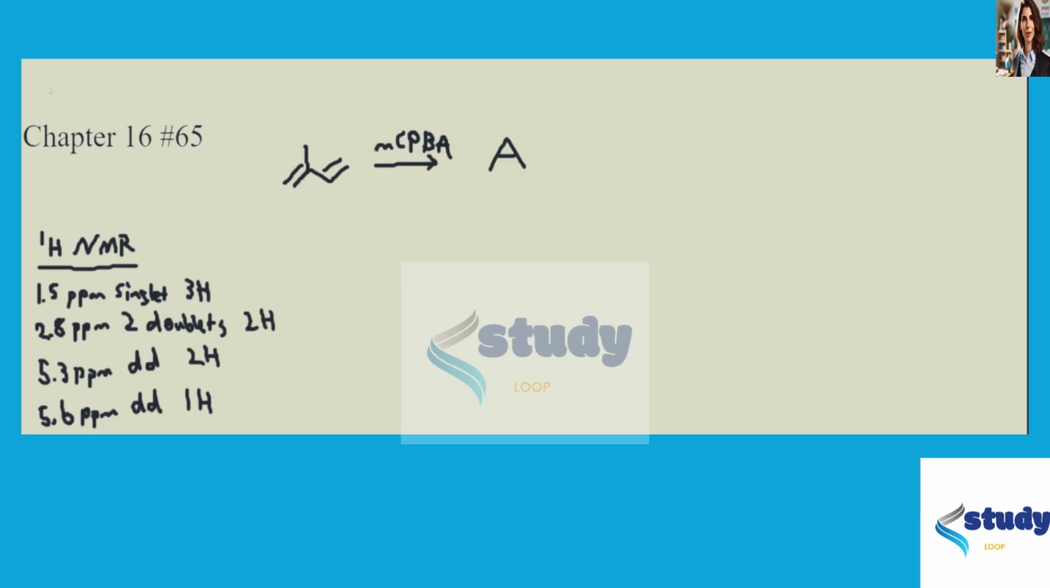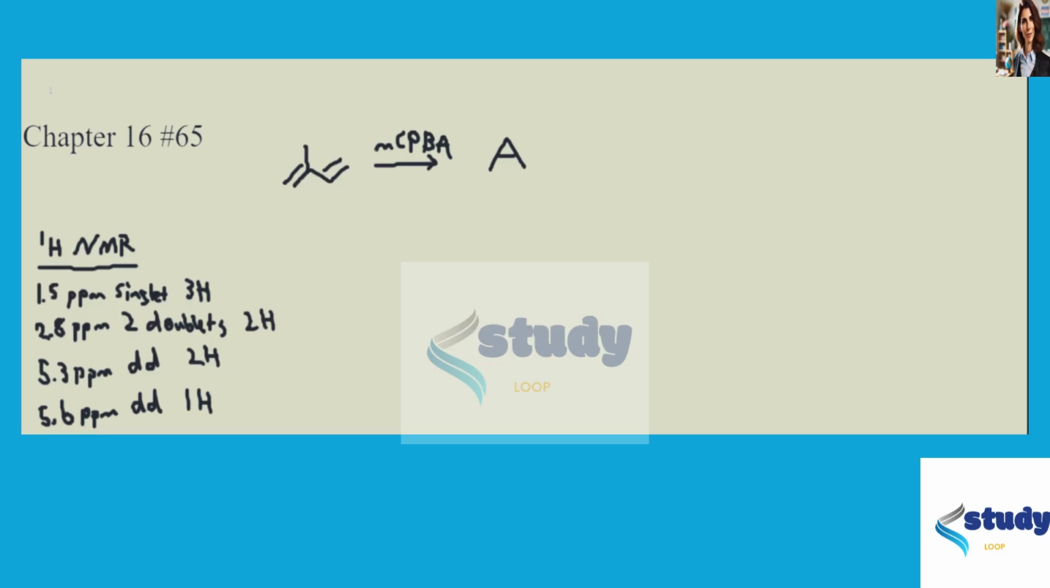This is the answer to Chapter 16, problem number 65 from the Smith Organic Chemistry textbook. And this problem says treatment of isoprene with one equivalent of mCPBA forms A as the major product. We're given some spectral information about A, and then we're asked to come up with the structure of A.